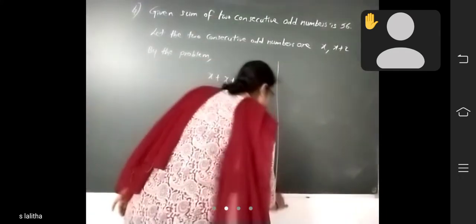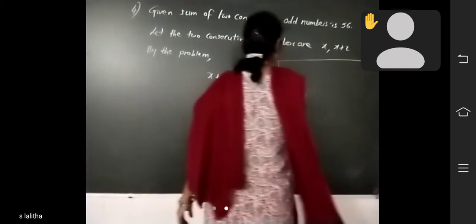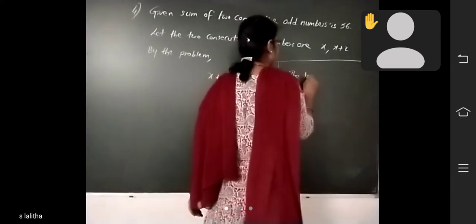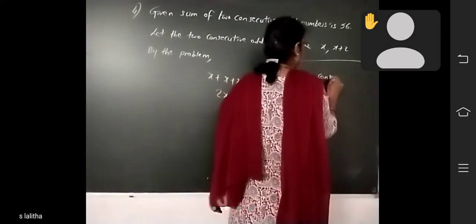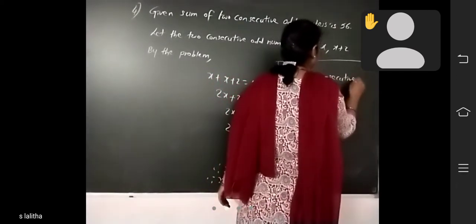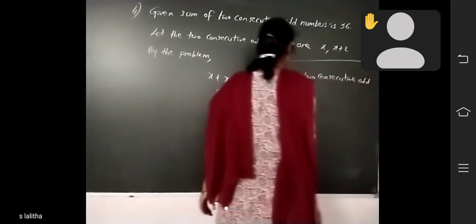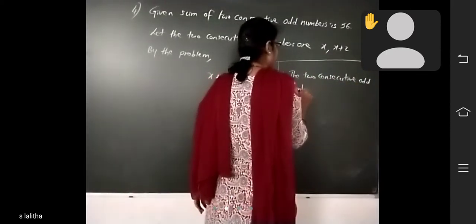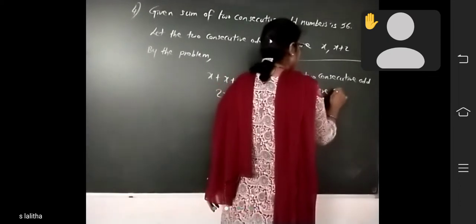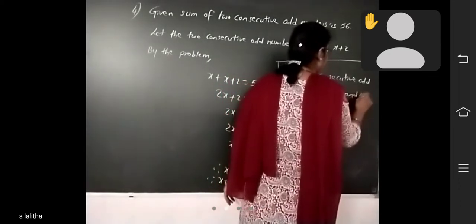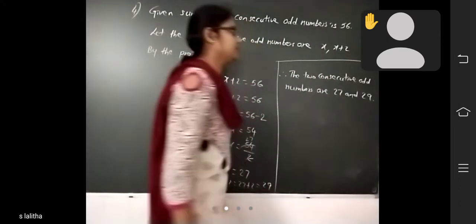So here I have the statement. Therefore, the two consecutive odd numbers are 27 and 29.